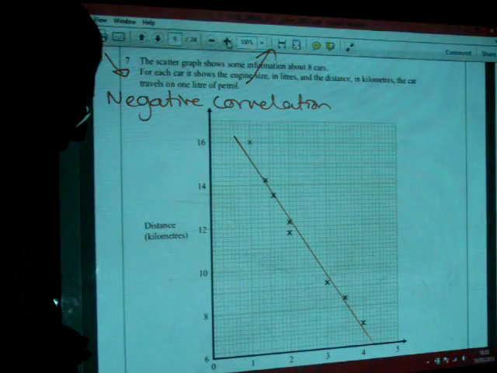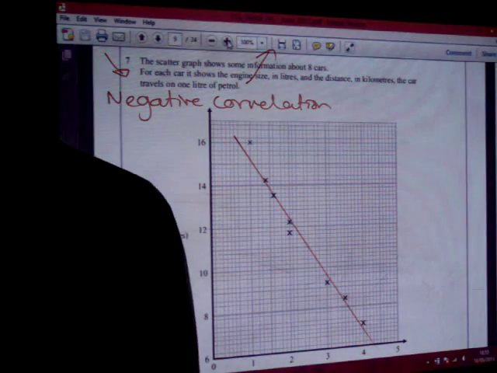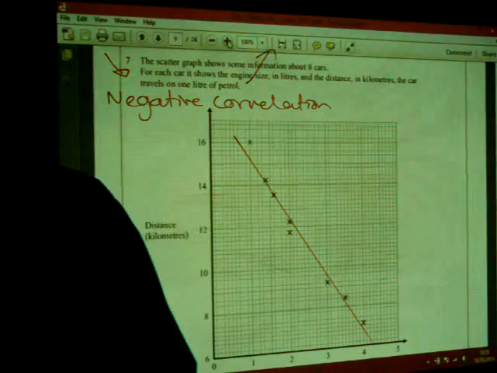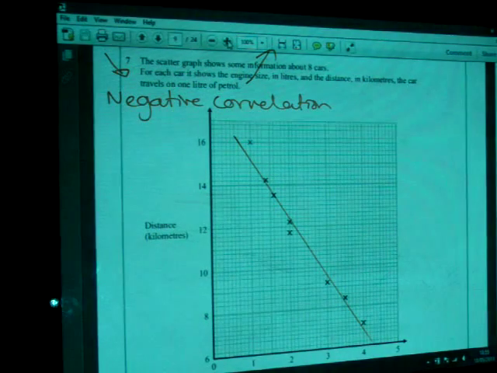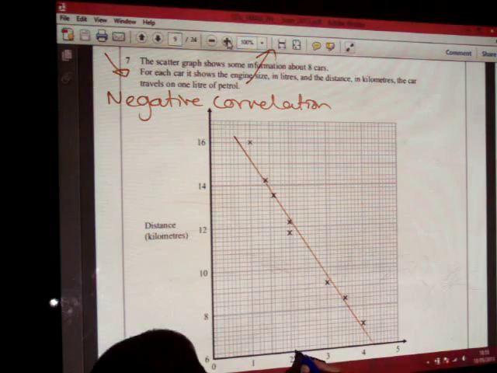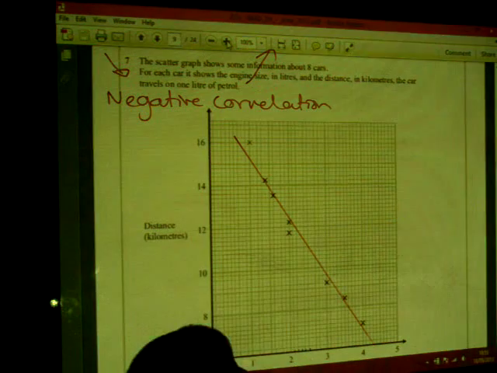Okay, now 2.5 litres. Let's change colour. Okay. 2.5 is 1, 2, 3, 4, 5.